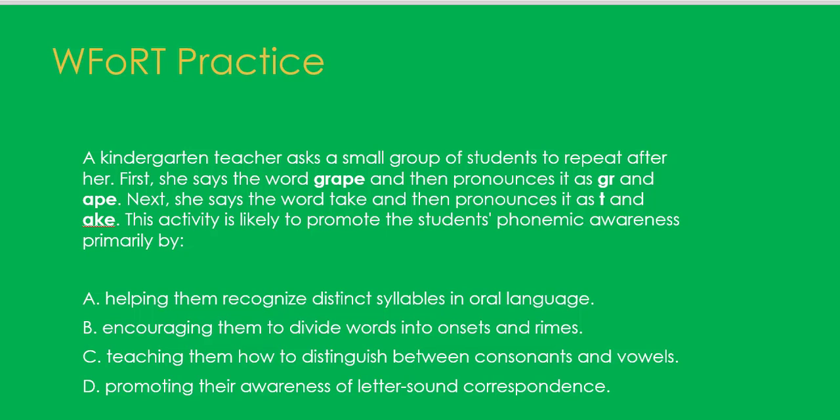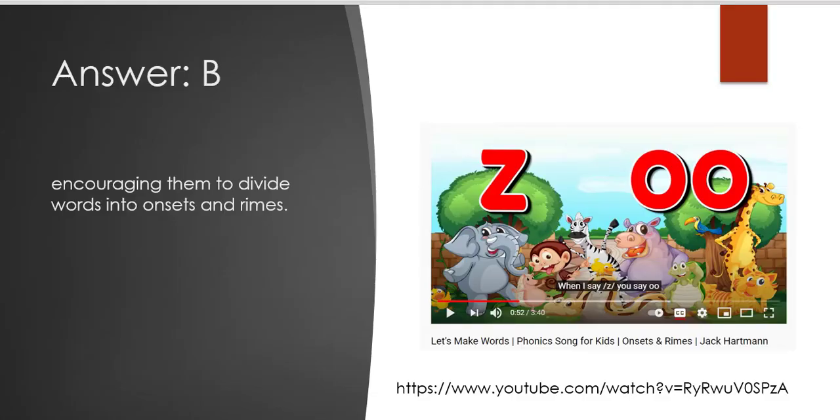Practice item. A kindergarten teacher asks a small group of students to repeat after her. First she says the word grape and then pronounces it as "g, rape." Next she says the word take and pronounces it as "t, ake." This activity is likely to promote the students' phonemic awareness primarily by A, helping them recognize distinct syllables in oral language, B, encouraging them to divide onsets and rhymes, C, teaching them how to distinguish between consonants and vowels, or D, promoting their awareness of letter-sound correspondence. The correct answer is B, encouraging them to divide words into onsets and rhymes.